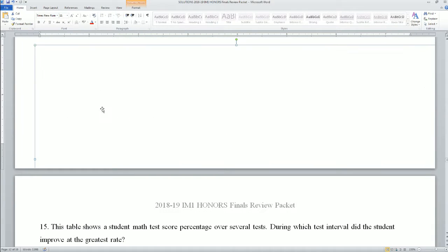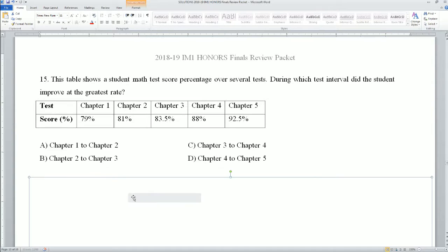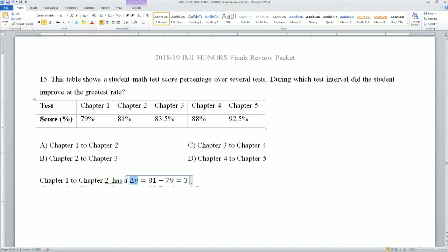Alright, let's look at 15 now. The table shows a student's math score percentage over several tests. During which test interval did the student improve at the greatest rate? To find a change, again, you can use delta. Here I said delta y because this is the y column. From chapter 1 to chapter 2, you could go from 79 plus 3 equals 81, or you could do 81 subtract 79. So I just found the difference in all of them.